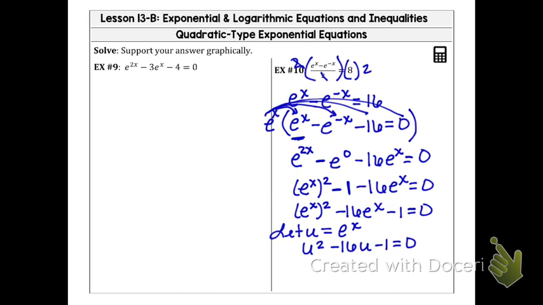All right, so I know that my a is going to be 1, my b is negative 16, and my c is negative 1. So remember your quadratic formula.